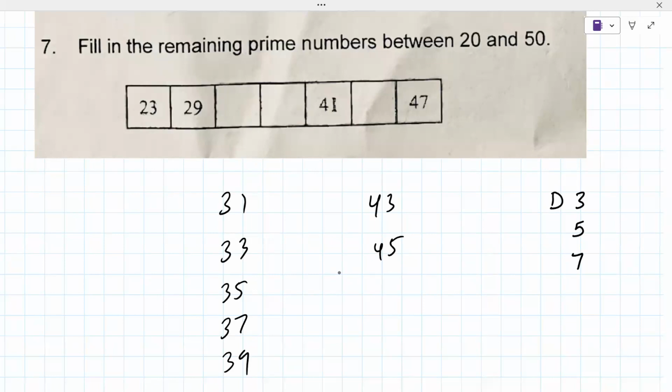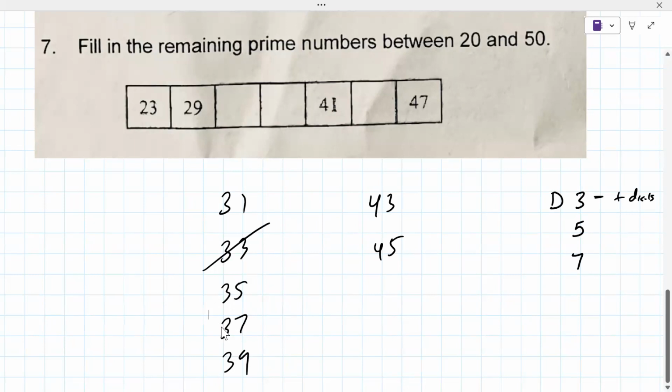33. Right, 33 is divisible by 3. That's out. So the divisibility rule for 3 is if you add the digits and you get a multiple of 3. 35 is not. Add the digits. What is 3 plus 5? 3 plus 5, oh, so that's 7. No, 3 plus 5 is 8. Oh, sorry. So that does not divide by 3.